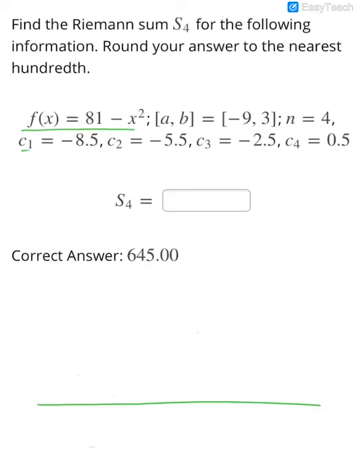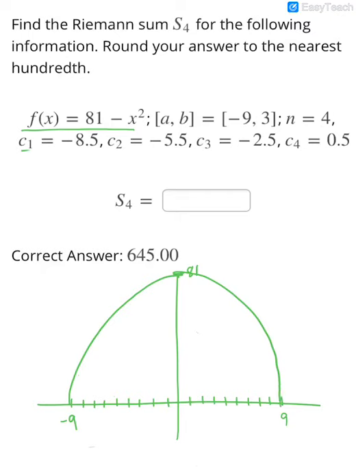Notice in this case it's 81 minus x squared, so what that tells us is that this would reach a height of 81, and then on our x-axis it's going to be crossing at +9 and -9. So 1, 2, 3, 4, 5, 6, 7, 8, 9. And then on the other side, 1, 2, 3, 4, 5, 6, 7, 8, 9. So we know we have a picture that looks something like this.